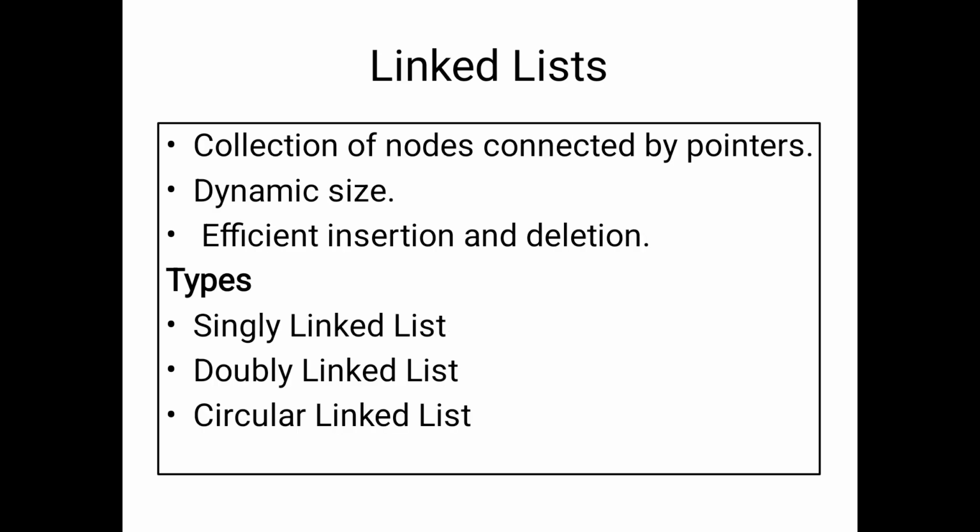The second one is the linked list. A linked list is a collection of nodes connected by pointers. The pointer is used to connect the nodes by using the memory locations. It has dynamic size and efficient insertion and deletion. In linked lists, there are three types: singly linked list, doubly linked list, and circularly linked list. The circularly linked list can be implemented with the singly linked list and doubly linked list also.